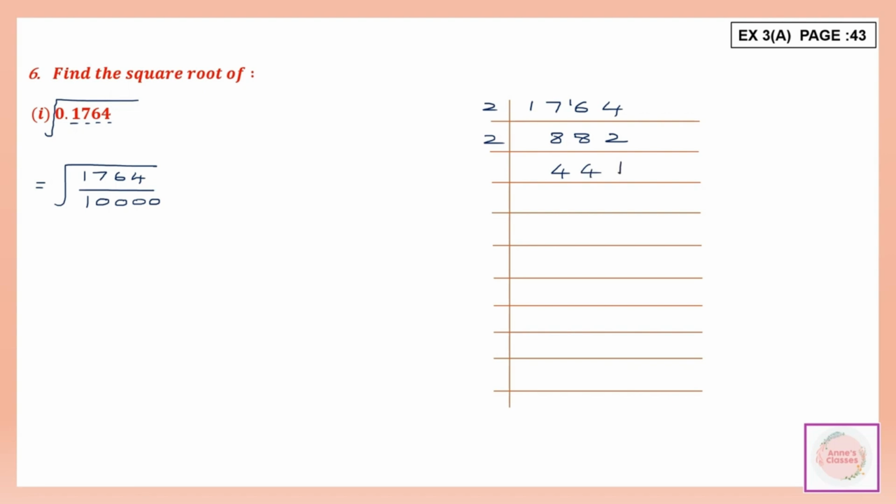Now let's divide this by 3. How do we know that this number is divisible by 3? You can add it up. 4 plus 4 is 8. 8 plus 1 is 9. 9 is in the tables of 3. So this number is divisible by 3.